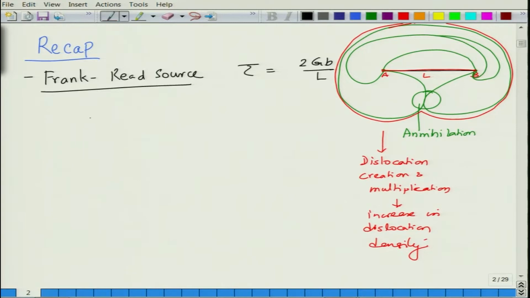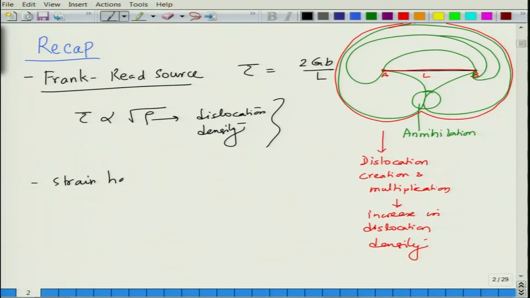and we also saw that this stress is proportional to the square root of rho, where rho is the dislocation density. So, the more dislocations there are in the material, the more is the strength, and this mode of strengthening is called strain hardening.